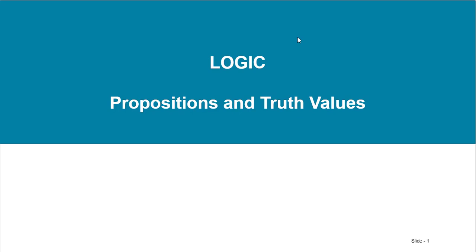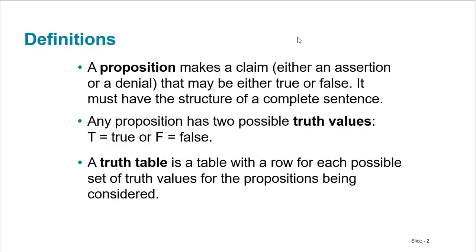In today's lesson, we are going to look at propositions and truth tables. Truth tables are basically the way that we're going to figure out whether or not these propositions are true and false. So a proposition is just a claim. It's some sort of assertion or denial. It's basically you're saying that here is something and it can either be true or false.